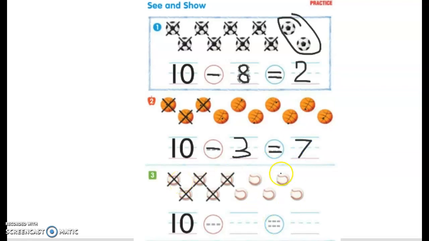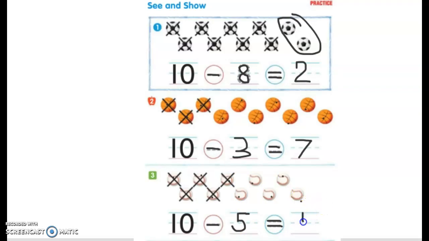Go to number 3. We're going to do another one. Start with 10. Trace our minus. Count how many are crossed out. 1, 2, 3, 4, 5. 10 minus 5. Equal sign. How many baseballs are left?